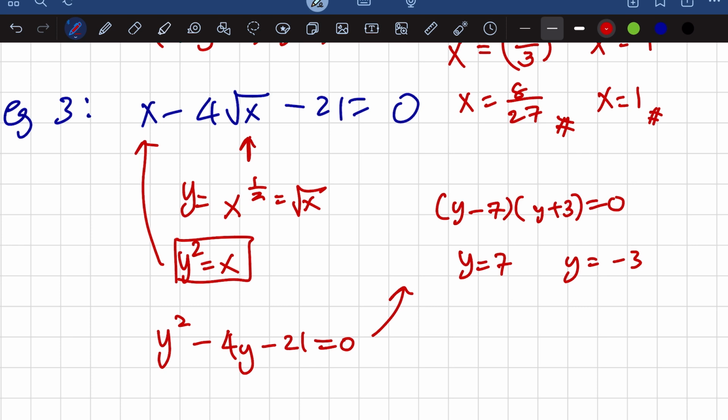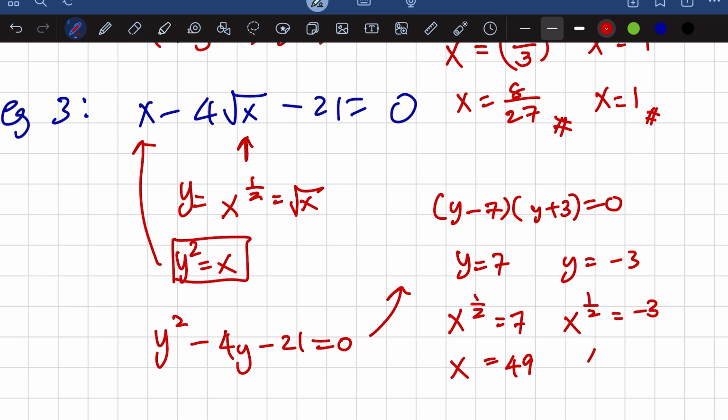So what we will do next, we're going to replace our y out. So x to the power of half is 7, and x to the power of half is negative 3. We're going to get rid of the power half by squaring both sides. So this will be 49, and this will become 9 itself, right?